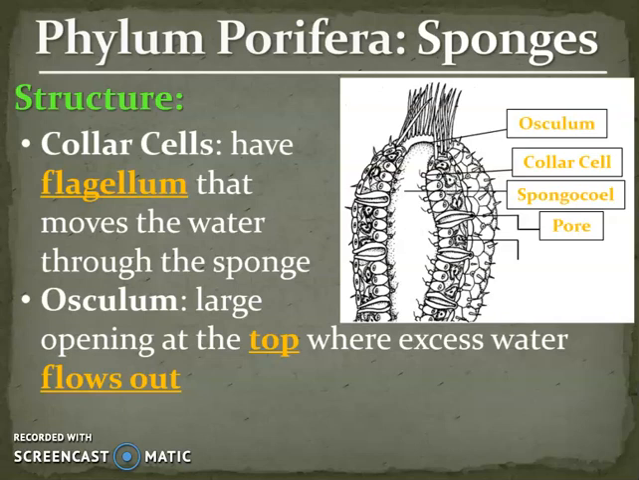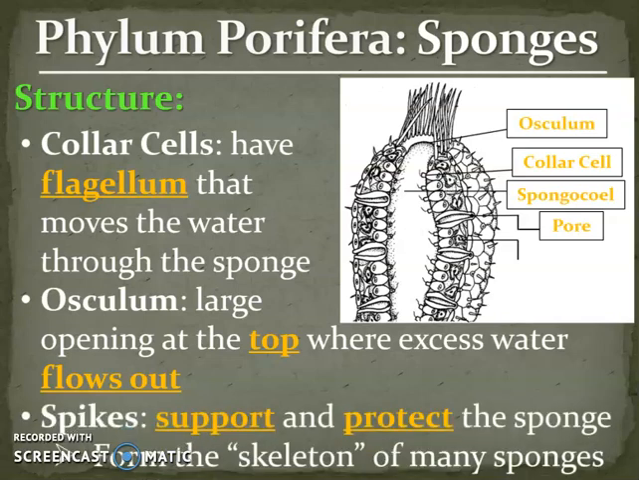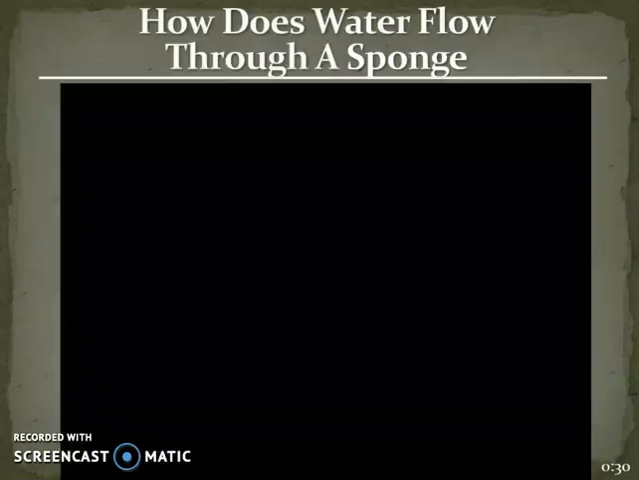This osculum is that large opening on the top of the sponge that the water actually exits or flows out of. Our last structure to label are the spikes. These spikes support and protect the sponge and kind of act like a structure or a skeleton that holds them up. Okay? So I do have a quick video for you showing you how water moves through the sponge.